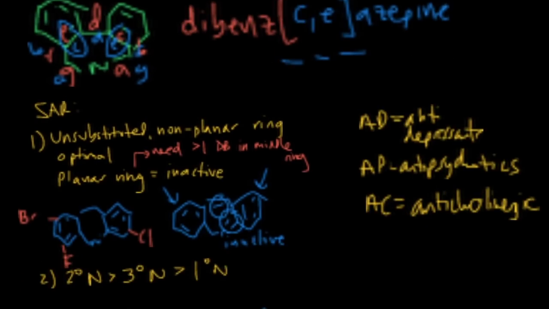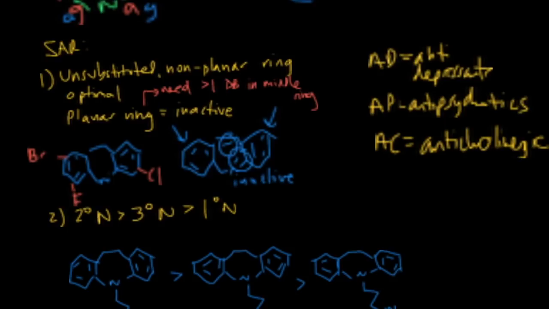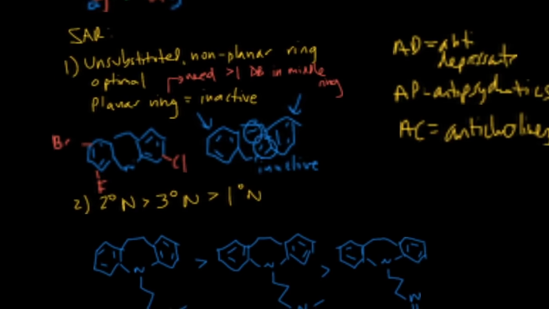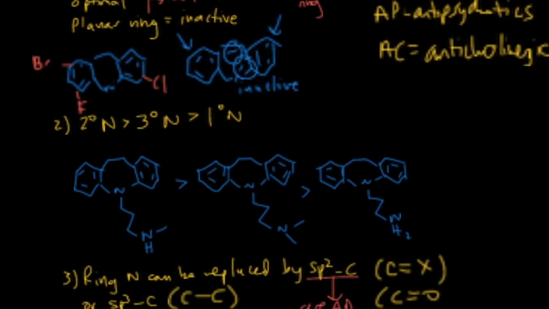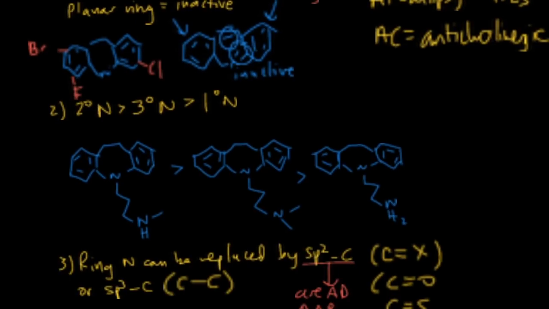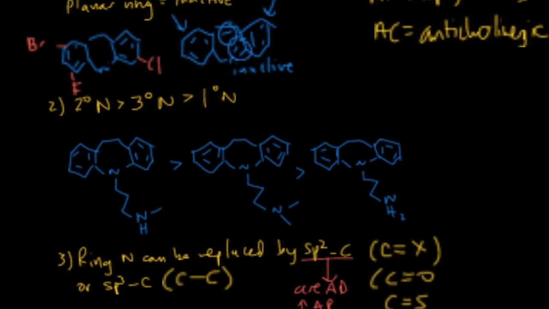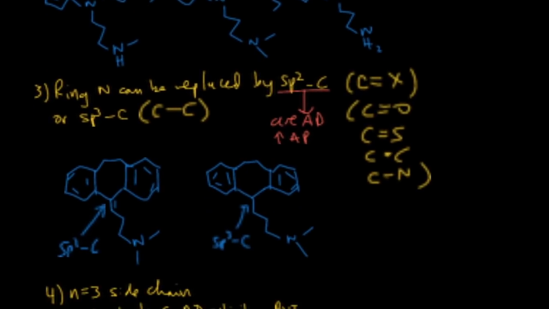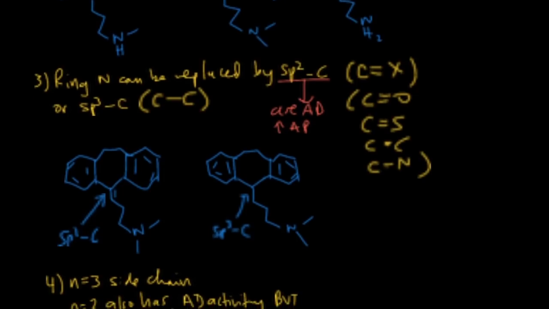Let's see. Your SAR, you need an unsubstituted non-planar ring, and not planar, because planar rings are inactive. Remember, planar rings have more than one double bond in the middle ring. Secondary amines are more potent than tertiary amines, which are more potent than primary amines. Your ring nitrogen can be replaced by sp2 hybridized carbons or sp3 hybridized carbons. Be careful, because sp2 hybridized carbons have more antipsychotic activity. But they're still antidepressants. The world's not black and white, people.